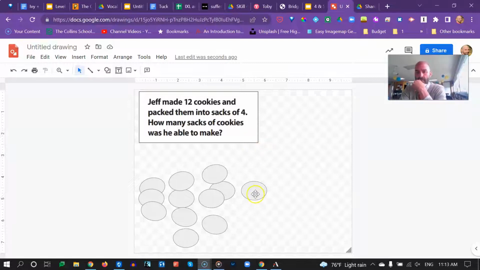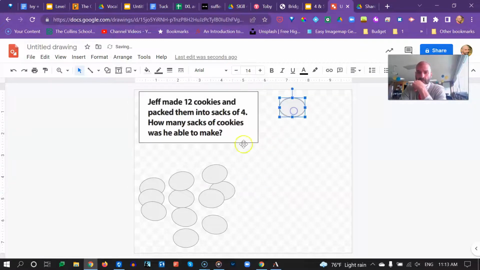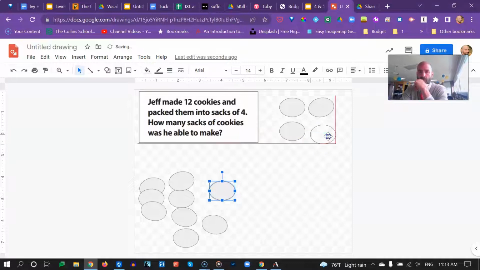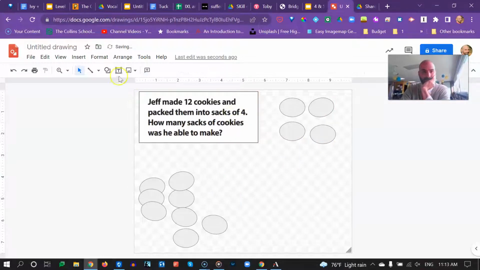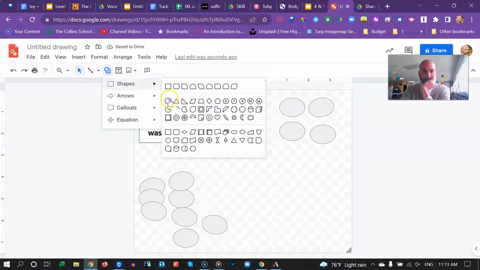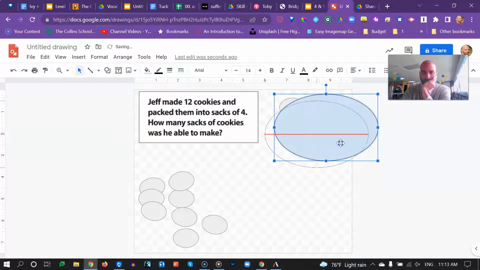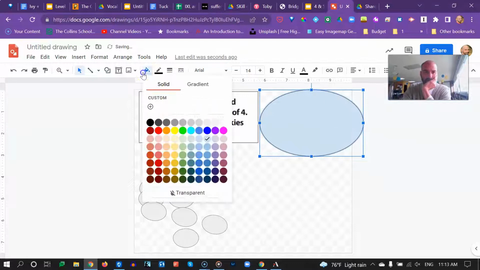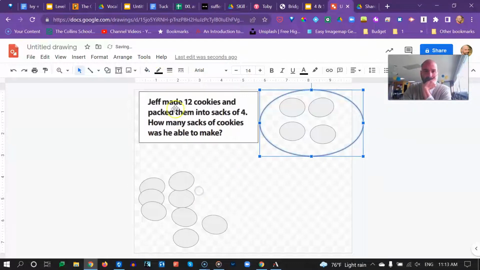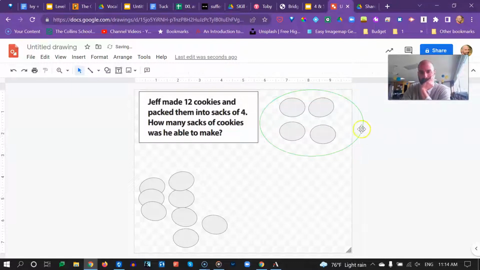Well, here I will need to take my 4 cookies. So that goes into one sack. 1, 2, 3, 4. So that is a sack of cookies. So I'm going to represent a sack by another circle here. Let's make it transparent. Green. All right. So we have this green sack. So that's one sack of 4.